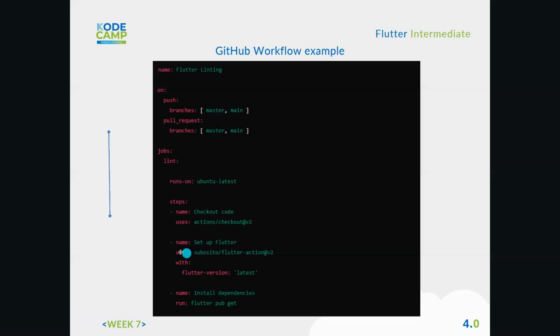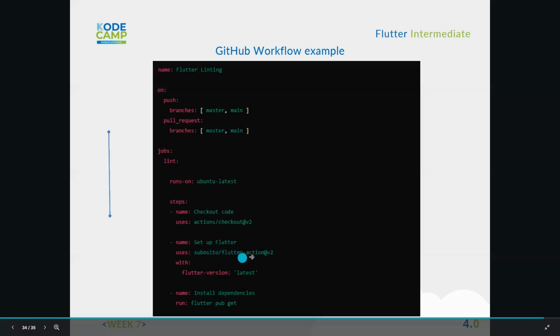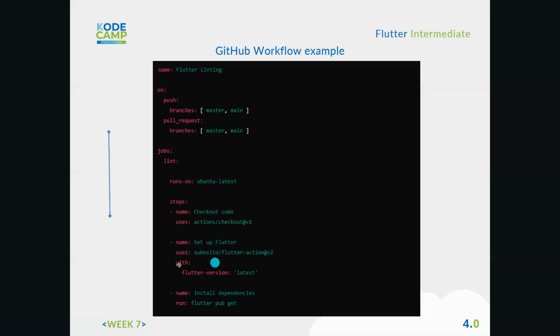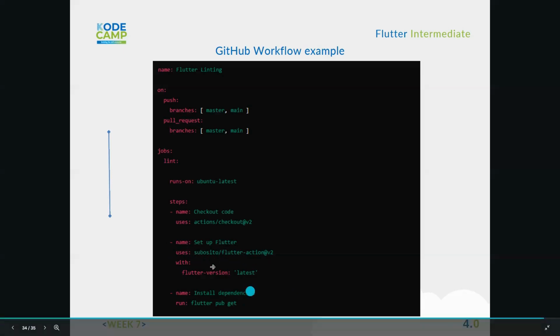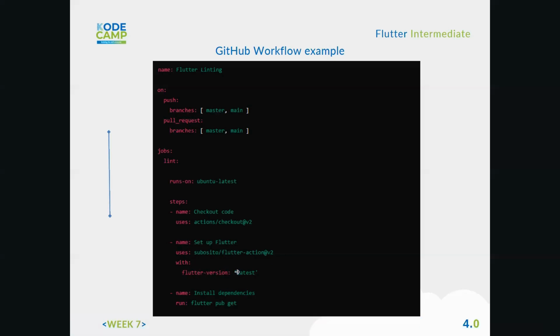And what is it going to use to set up this Flutter, right? So we have this subosito/flutter-action/v2. This is also a pre-built action for setting up Flutter. So it's something you can just use. You don't need to do that. And here we are stating that we should use the latest what version, right?